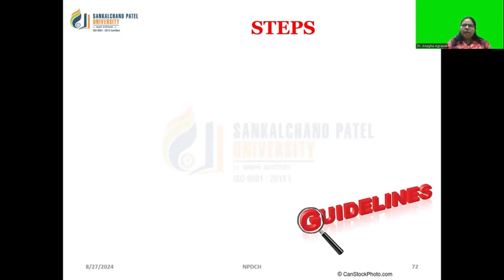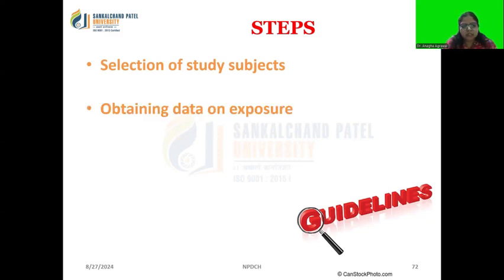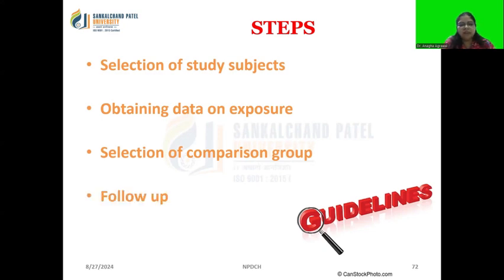Now, the steps of how we go about this study are: selection of the study subjects, the subjects who do not have the disease; obtaining data on exposures, that is, right now, how much are they exposed to that particular risk factor; selection of a similar comparison group who have not been exposed to that particular risk factor; then follow-up over a period of time till they develop the disease; and analysis.